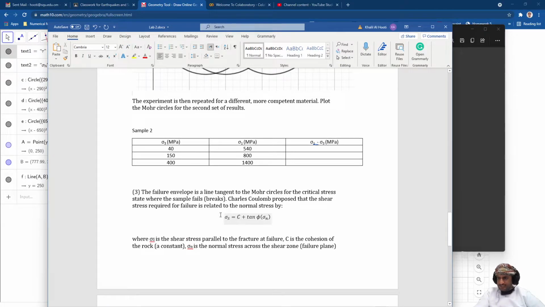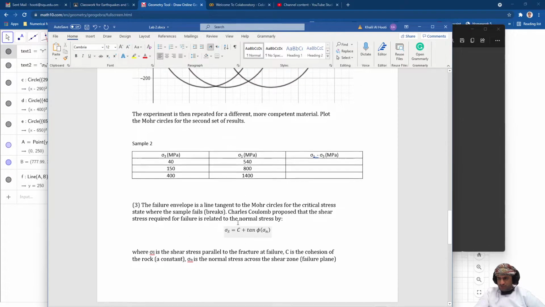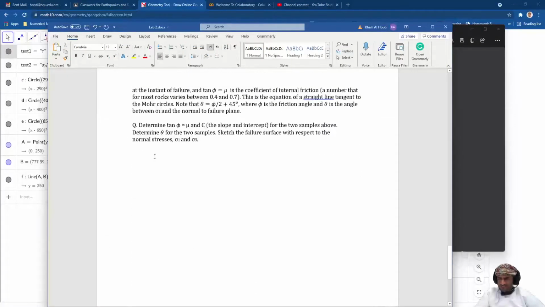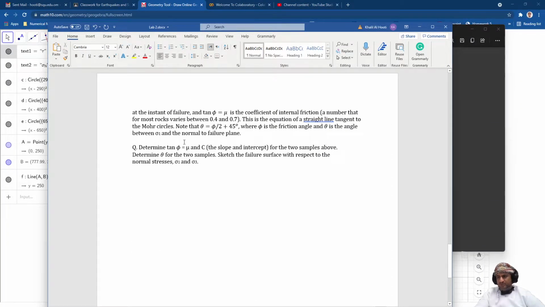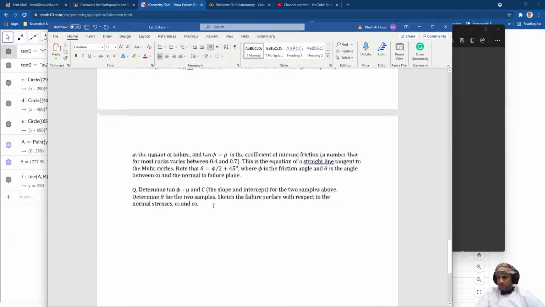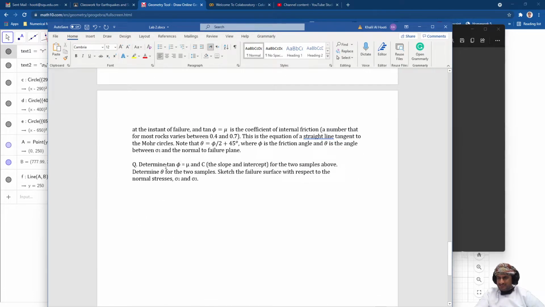But before that, let's solve for this one. What is tan theta? Mu is zero. The slope is zero. So determine tan theta. The slope is already there. The slope is zero, and the intercept is 250. So you need to determine what theta is using this equation.